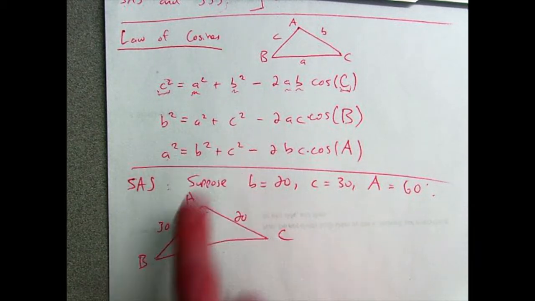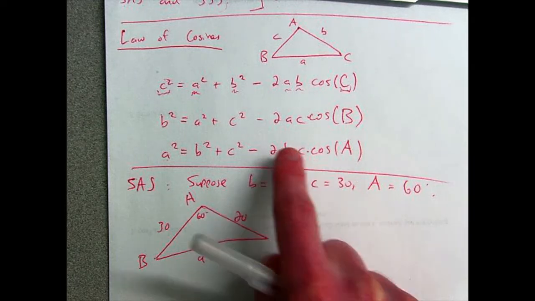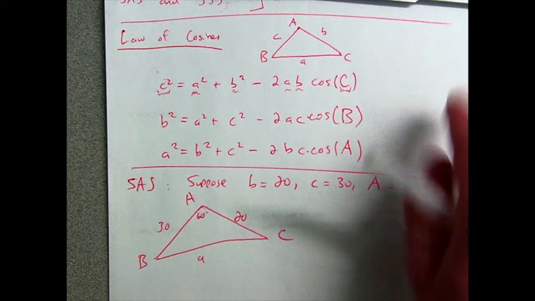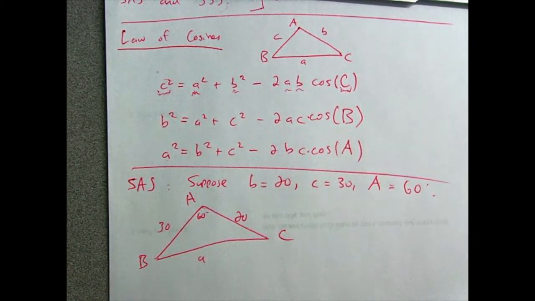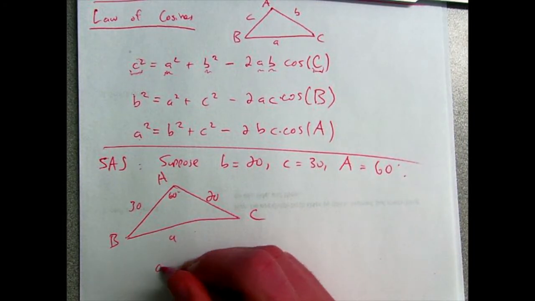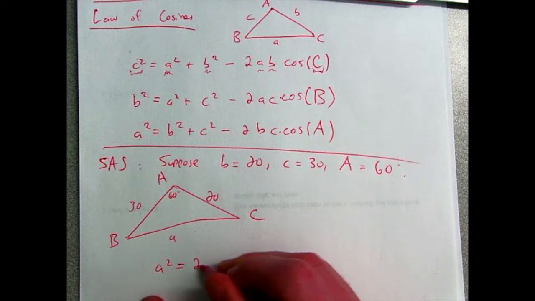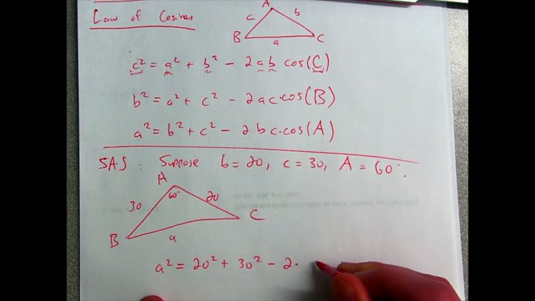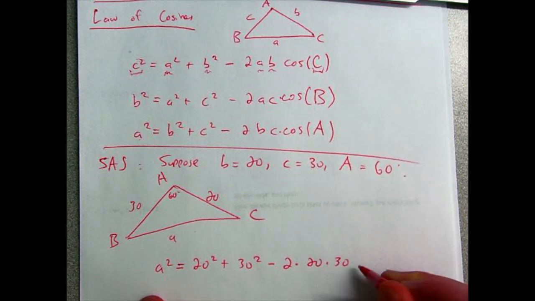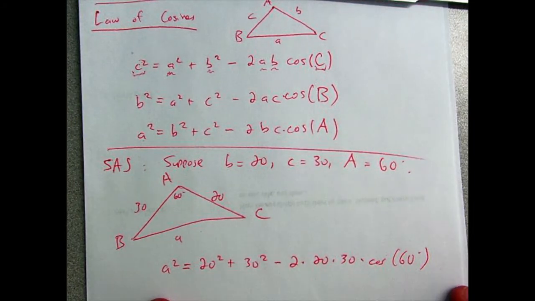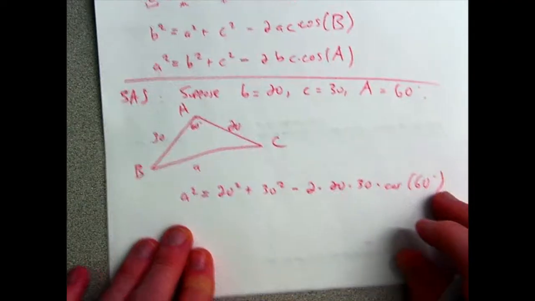But notice that little b and little c, I know both of those, okay? And then the only other thing in this equation is capital A, and I know that. So if I use this version, then I'm only going to have one unknown. If you write down the law of cosines and you find that you have 2 unknowns, then you just need to use a different version of it, okay? So this is going to give me a squared is equal to b squared, that's 20 squared, plus c squared, that's 30 squared, minus 2 times b, which is 20, times c, which is 30, times the cosine of A, which is 60 degrees.